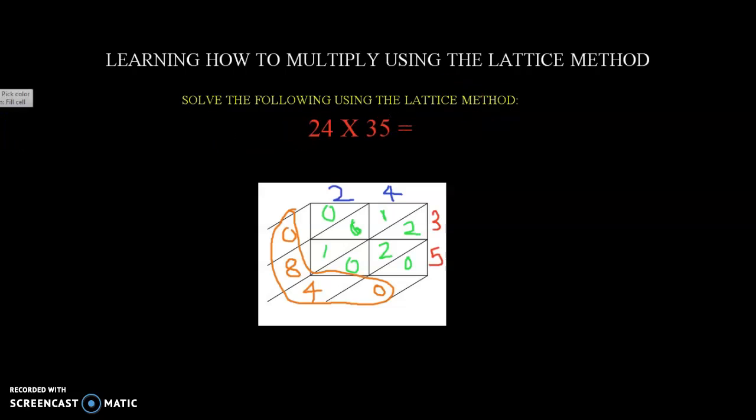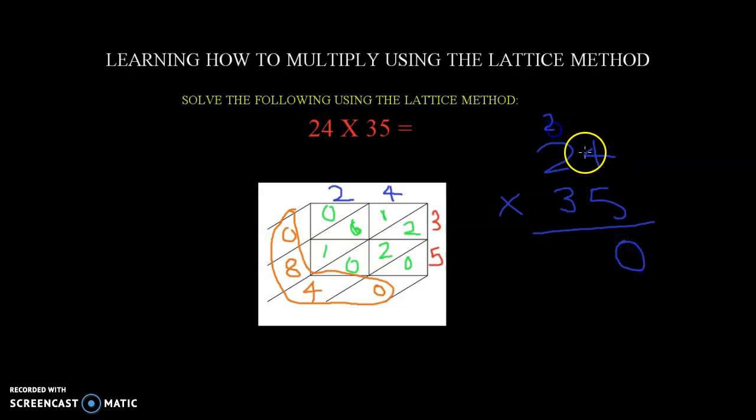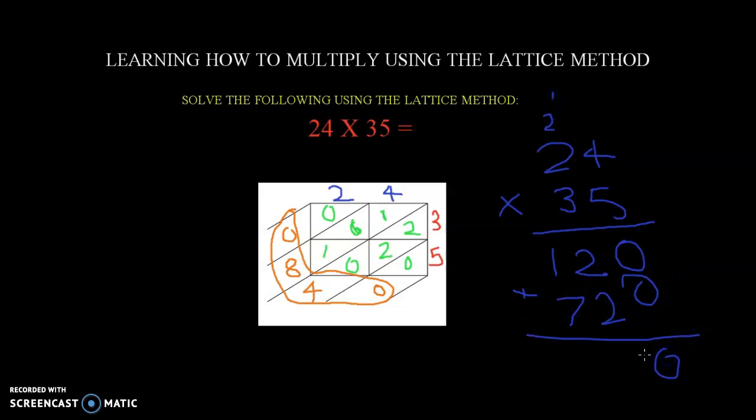Now let's check our answer. Let's multiply the normal way. We have 24 times 35. We should get 840. 4 times 5 is 20. And then 5 times 2 is 10, plus 2 is 12. And then add a placeholder. Good. I love my placeholders. And then 4 times 3, 3 times 4 is 12. 3 times 2 is 6, plus 1 is 7. So let's add these. And we have 840.